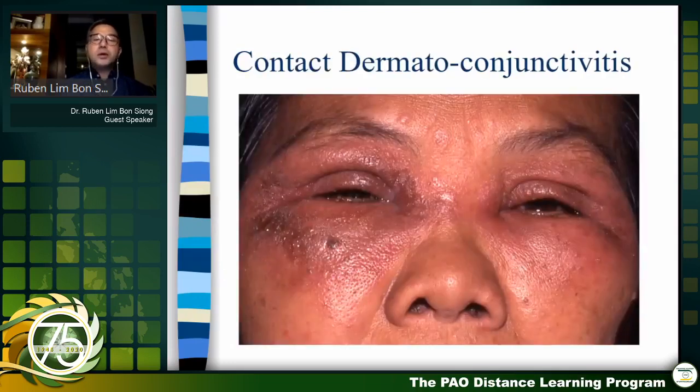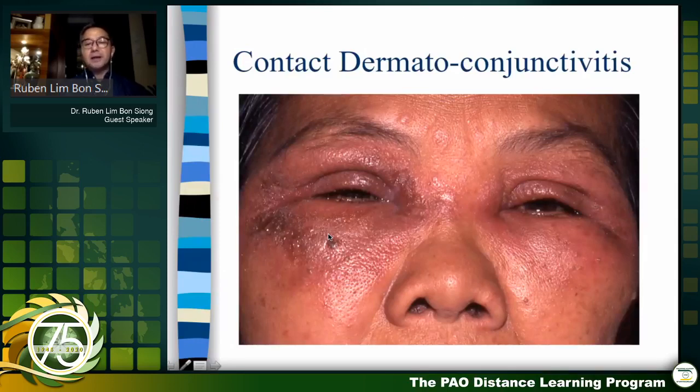Okay, this is your contact dermatoconjunctivitis. We usually get this in patients on chronic drops, usually glaucoma patients who are on chronic medications, on multiple medications. The patient will complain of lid swelling. It's a weepy lesion and very itchy. Then it's painful, because this is very raw. There is loss of epithelium, and it's quite painful and itchy at the same time.